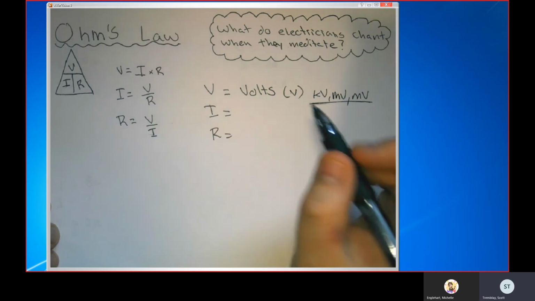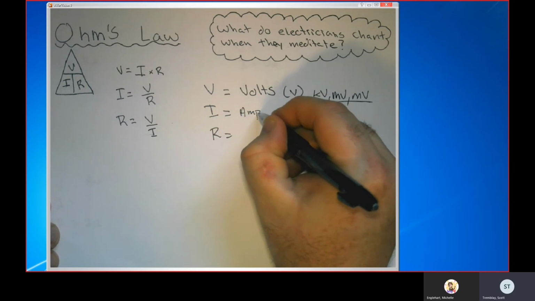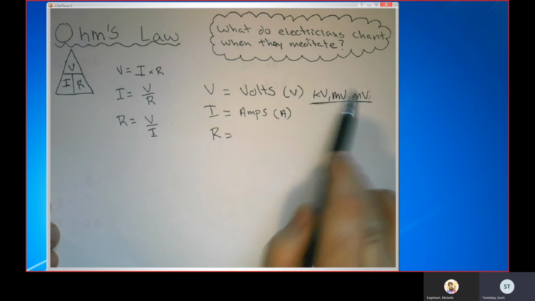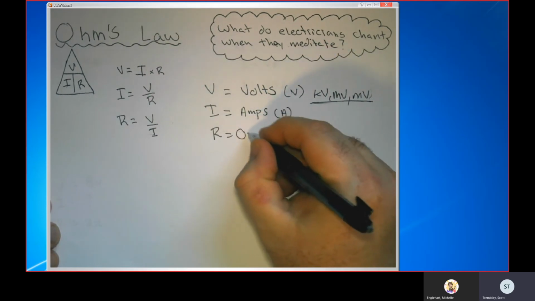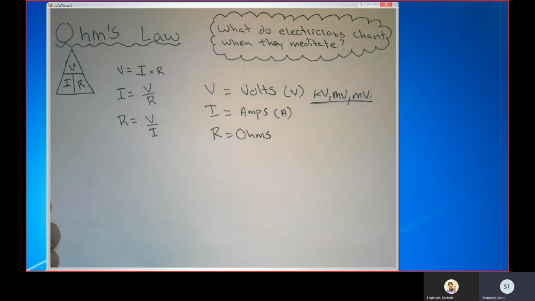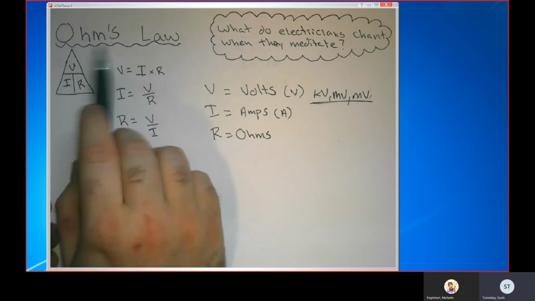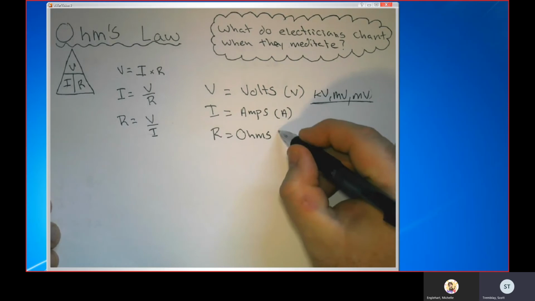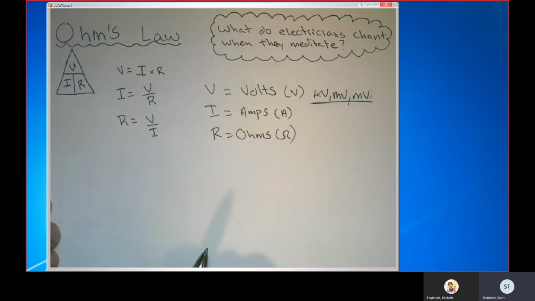Okay, the one for I is amps, or amperes, but we'll just go amps because it's quicker to write. And that's A, and the same thing, it can be in these sort of things. And then the unit for R is ohms. Now, not with the apostrophe, because this is the law that he created. It's his law, where ohms is just plural, because you're going to have more than one unit, and that one is the symbol. It looks like an upside down horseshoe. Okay, so now we're ready to go.